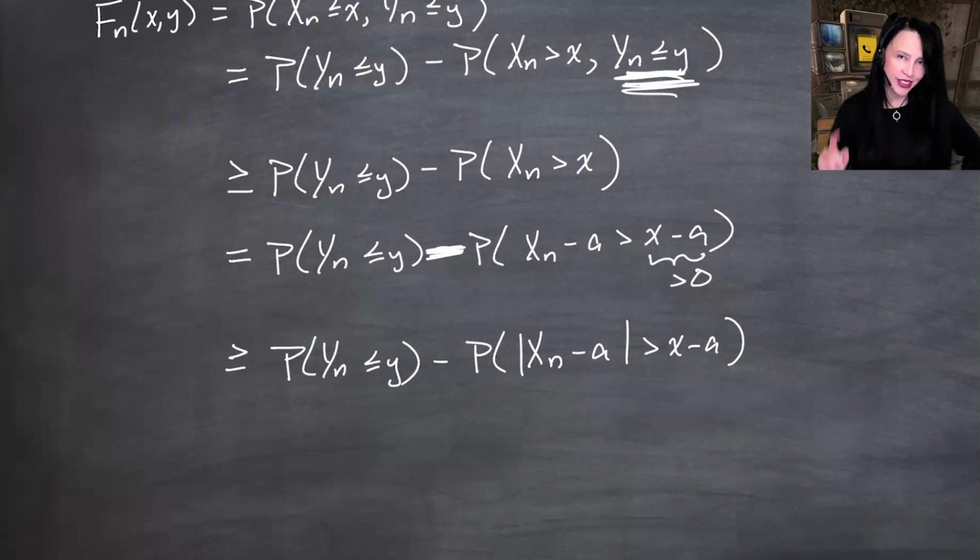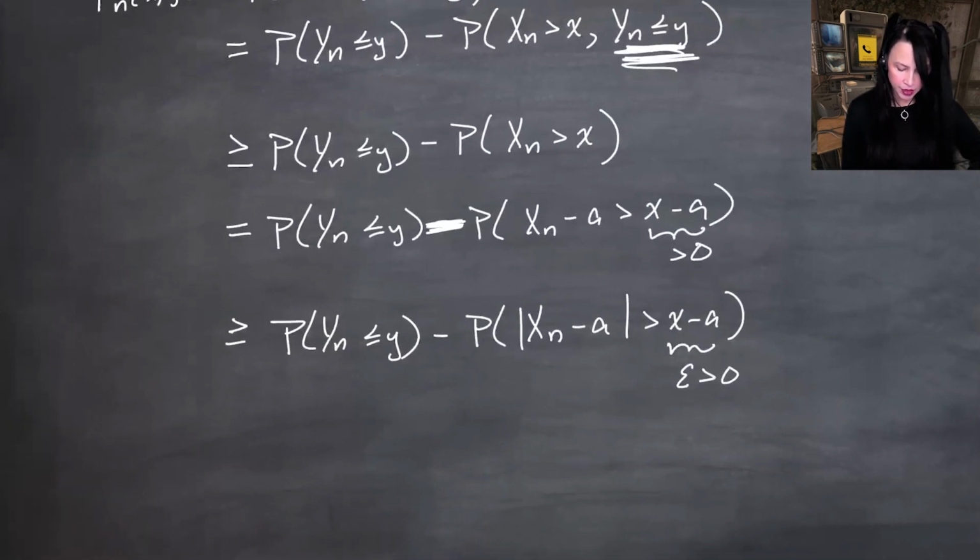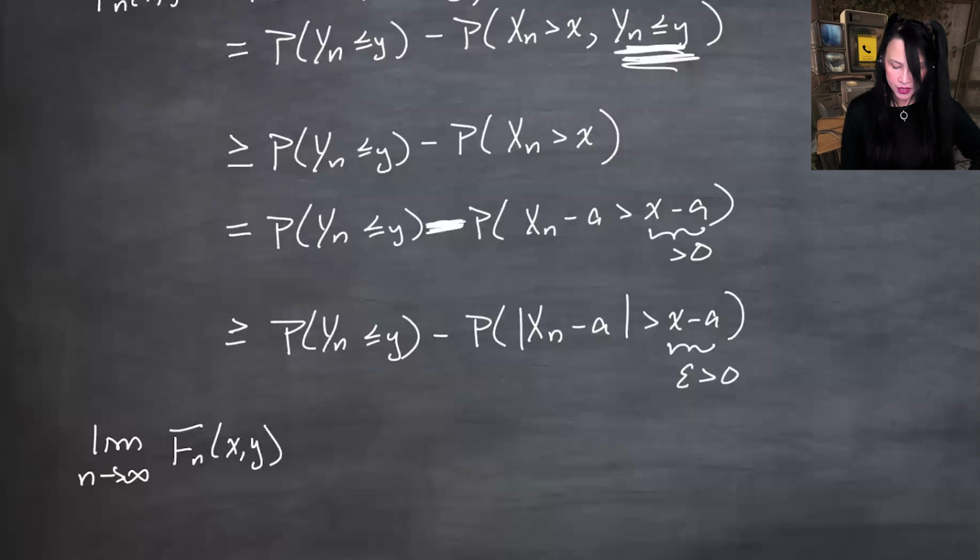But I know you see where this is going now. This is like your epsilon. It is positive. And now I'm going to take the limit as n goes to infinity of fn of x and y. This is greater than or equal to the limit as n goes to infinity of this line, just one line above.